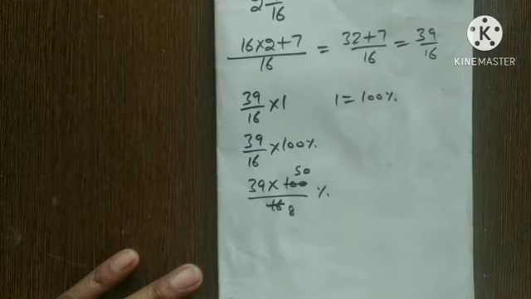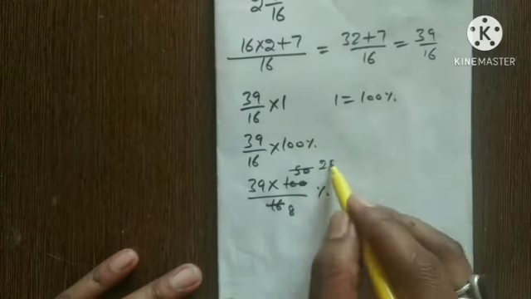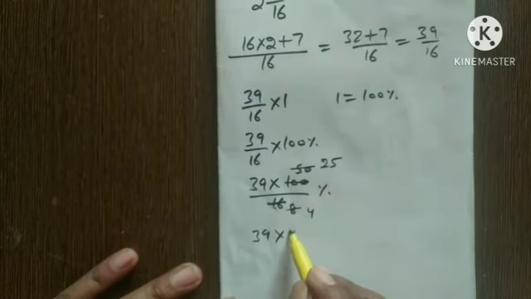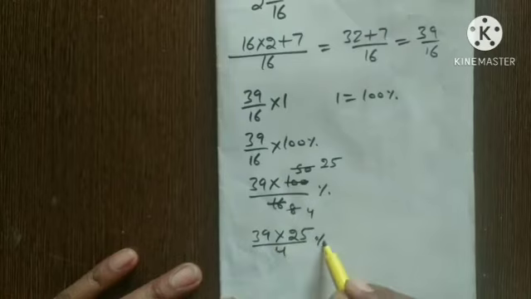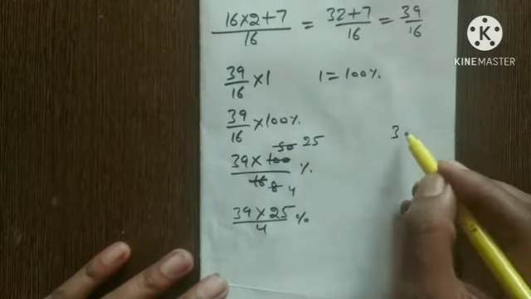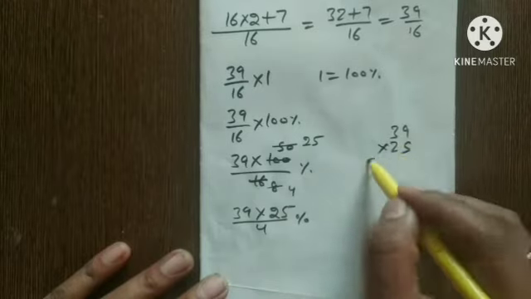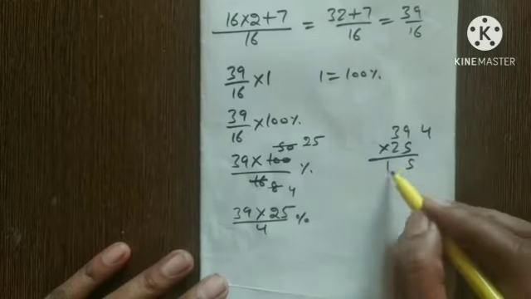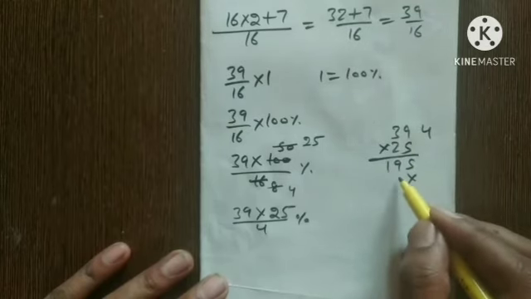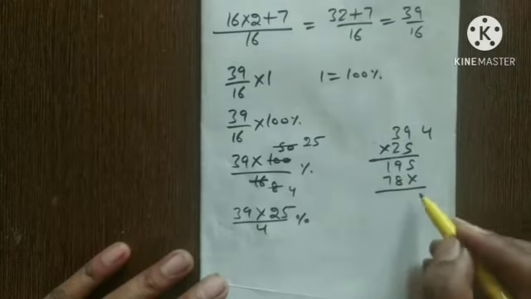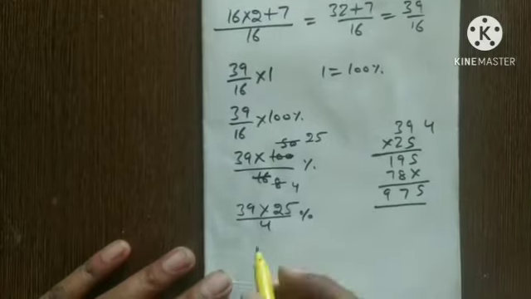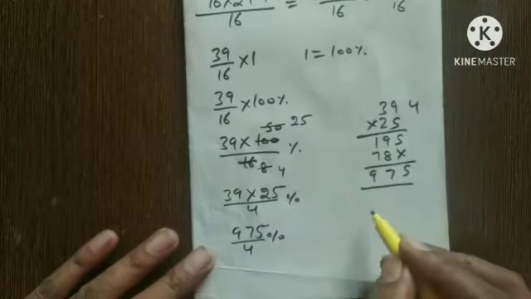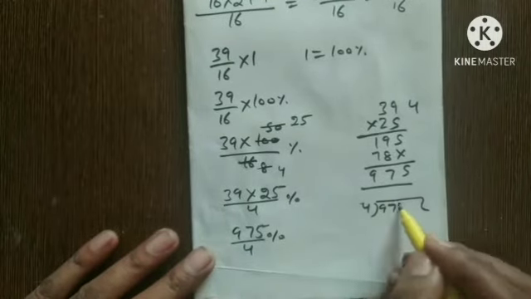Now 50 by 8 both are divisible on the table of 2. So this is 25 and this is 4. Now you see we are left with 39 multiply 25 by 4%. Right, student? Now I will multiply the two numbers 39 and 25. 5 9s are 45, 4, 5 3s are 15, 15 plus 4, 19, and this is 78. So 975 over 4%. Right? Now I will divide 975 by 4.